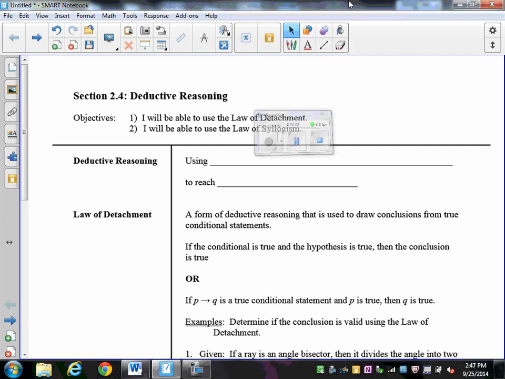These are going to be the notes for section 2.4, deductive reasoning. The objectives are: I will be able to use the law of detachment, and I will be able to use the law of syllogism. First off, we need to define what deductive reasoning is.